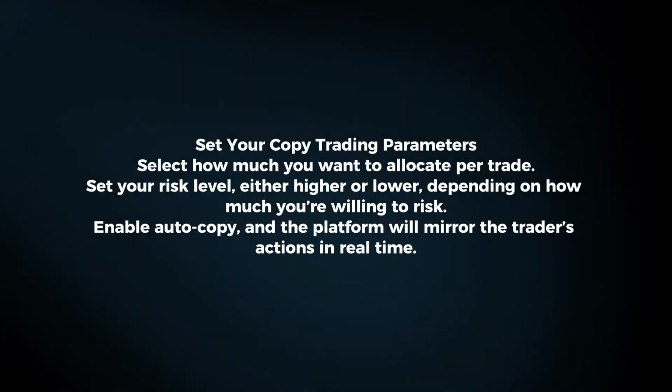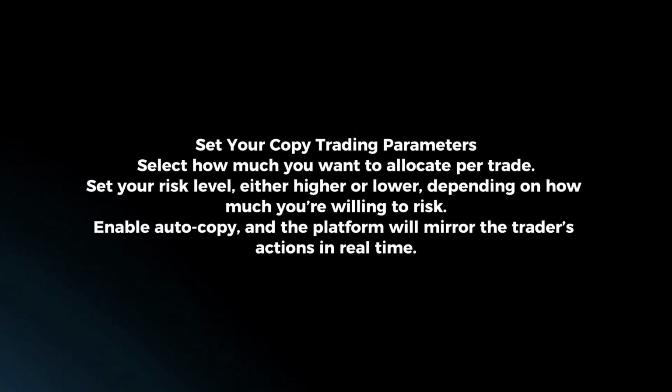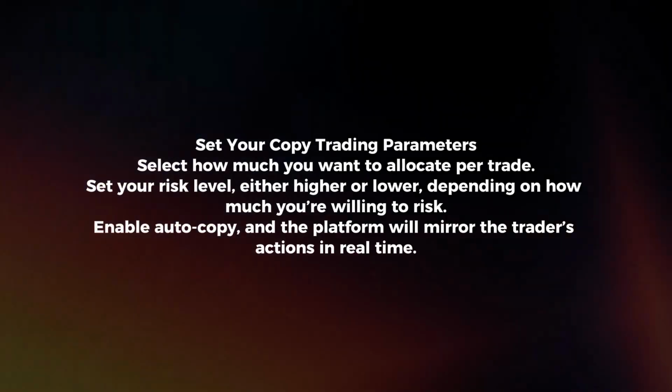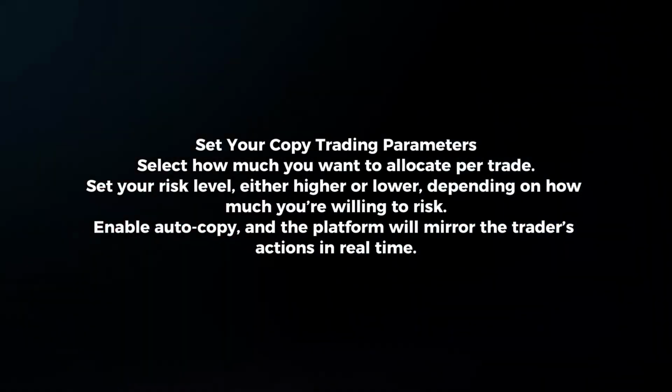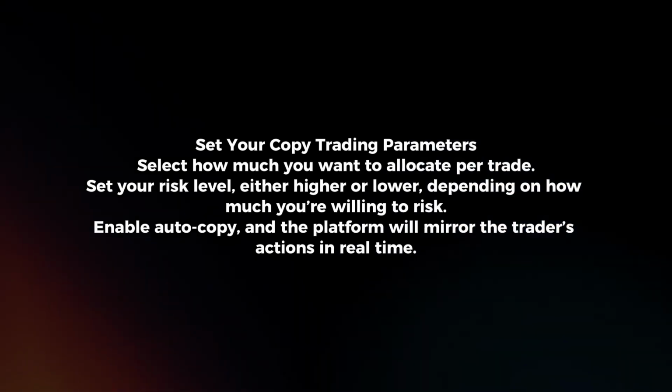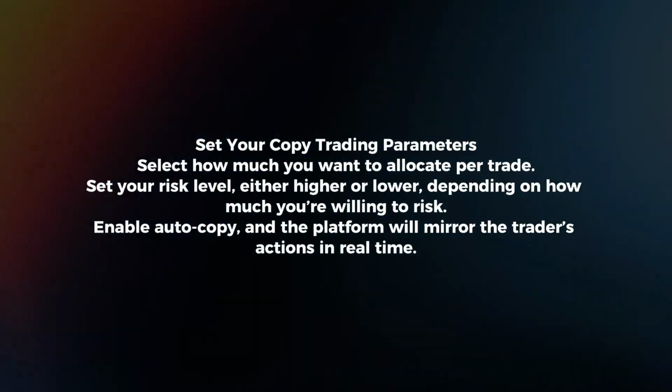Set your copy trading parameters. Select how much you want to allocate per trade. Set your risk level either higher or lower, depending on how much you're willing to risk. Enable auto copy, and the platform will mirror the trader's actions in real time.